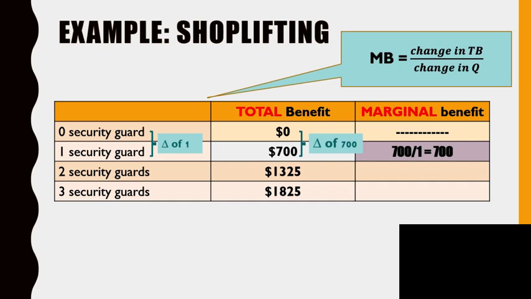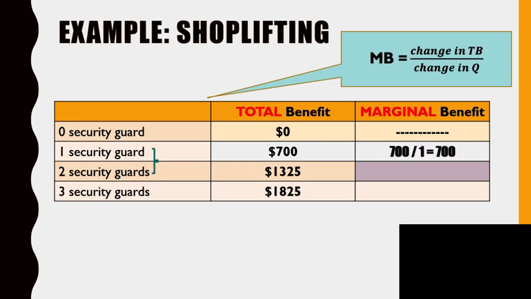Now, somebody might be thinking, what if I went from 0 to 5, 5 to 10? Well, that is possible. Maybe we're not going to hire them individually. We'll go from 0 to 5 guards and then 5 to 10. Change in Q in that case would be 5. So just make sure you're calculating the denominator correctly. In this case, it's 1, but it doesn't have to be.